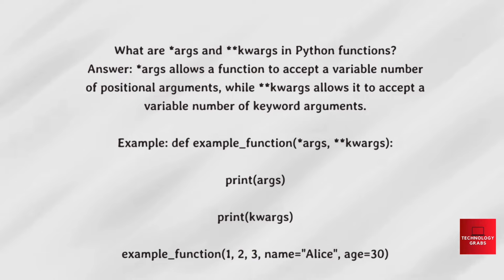What are *args and **kwargs in Python functions? Answer: *args allows a function to accept a variable number of positional arguments, while **kwargs allows it to accept a variable number of keyword arguments. Example: def example_function(*args, **kwargs): print(kwargs). example_function(1, 2, 3, name="Alice", age=36).